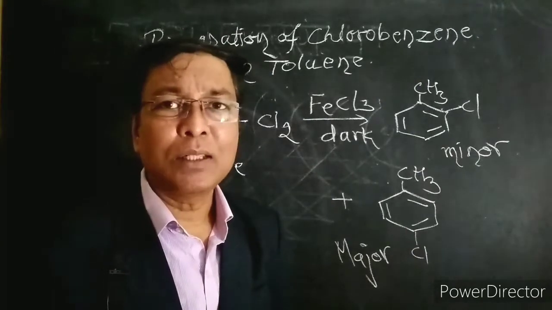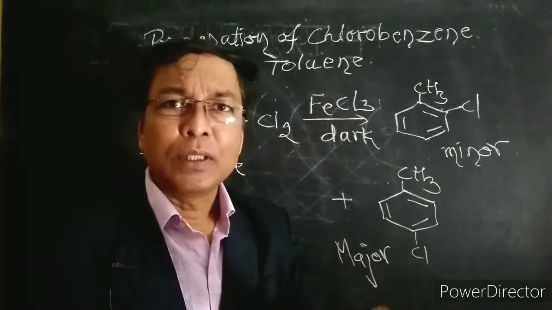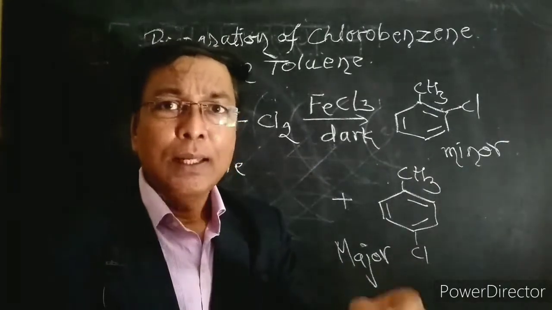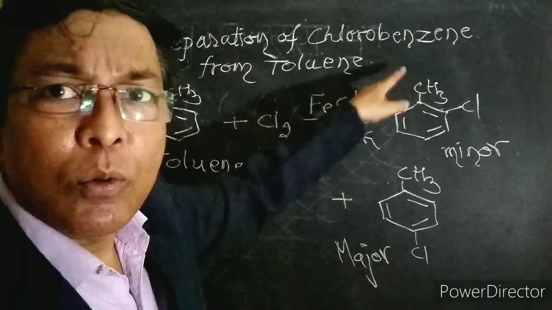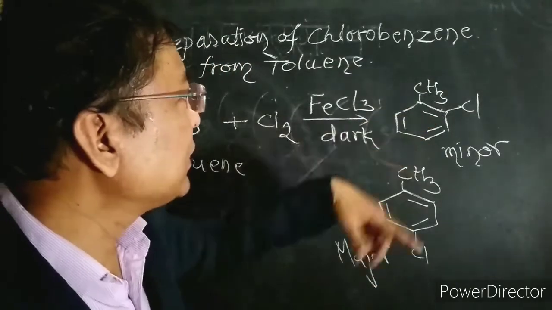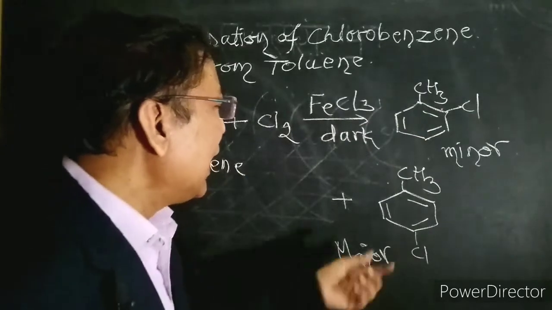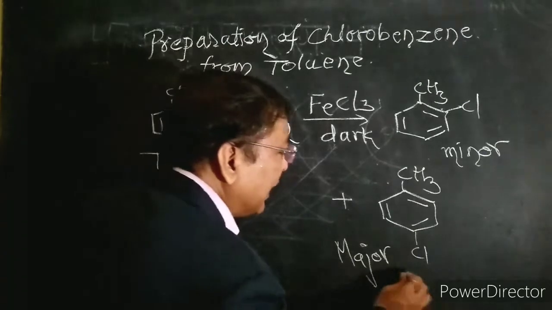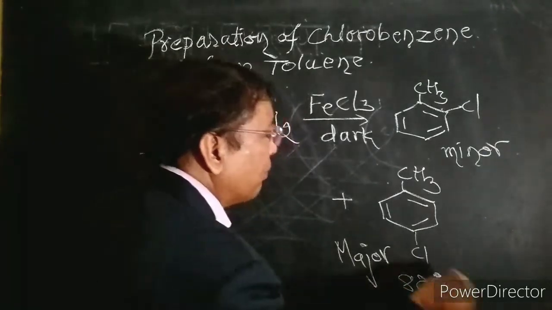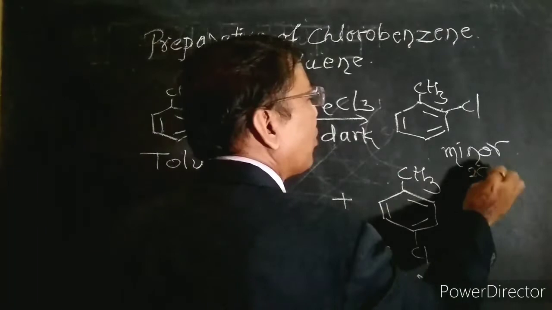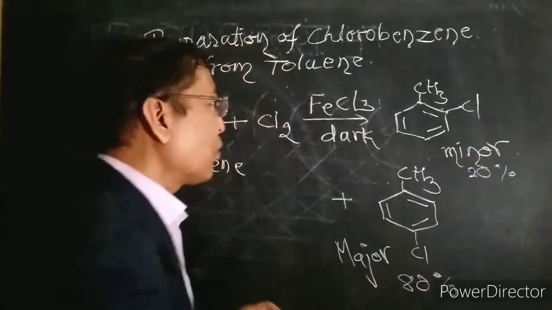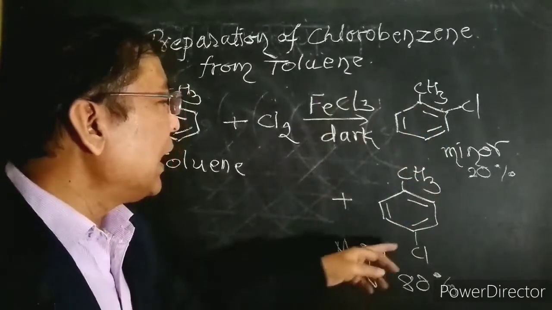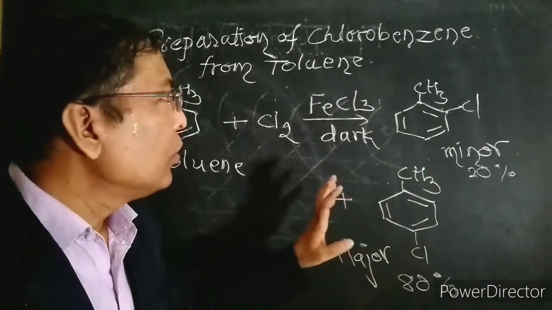We can take one simple example. If we go to a railway station, we are standing in a queue for the ticket. We prefer to stand in that queue where there is less crowd. Same thing here, crowd is there, so fewer electrophiles prefer to join this position and more electrophiles prefer to join the para position. Therefore approximately 80% of para product is formed and approximately 20% minor product is formed. The name of this compound is orthochlorotoluene and the name is parachlorotoluene.